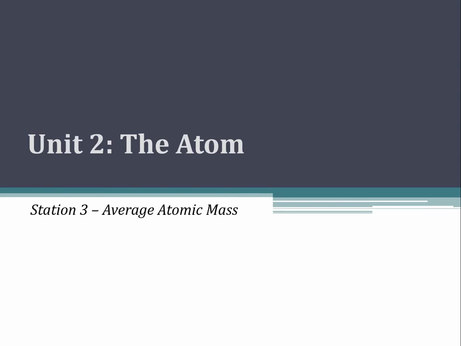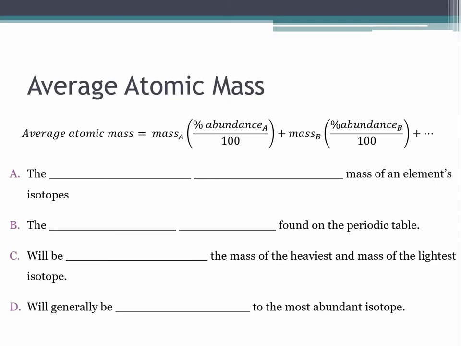In this video, we're going to talk about average atomic mass. So average atomic mass is, at its core, a pretty simple concept. It is the weighted average mass of an element's isotopes.